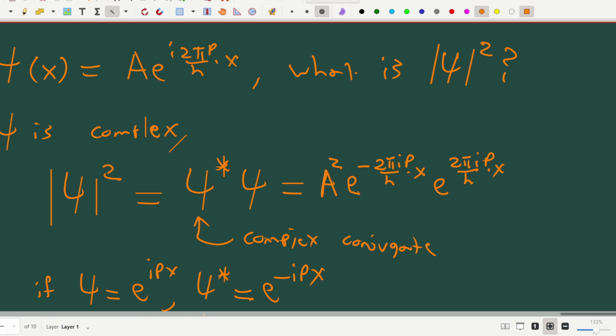Well, we have a squared, which is just a number, just the amplitude squared. And then we have e to the minus something times e to the positive, the same thing. Well, these cancel each other out, right? Because e to the x times e to the y is e to the x plus y. So we have e to the minus x plus x, which is e to the 0. The complex part cancels out. And so that means that psi squared, what we measure, is just a number, a squared.